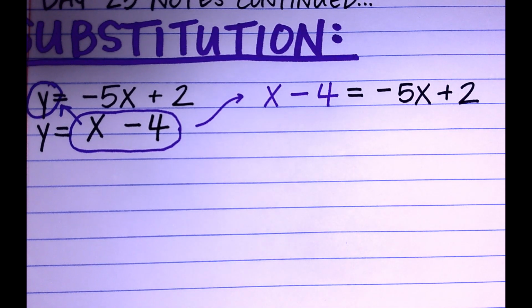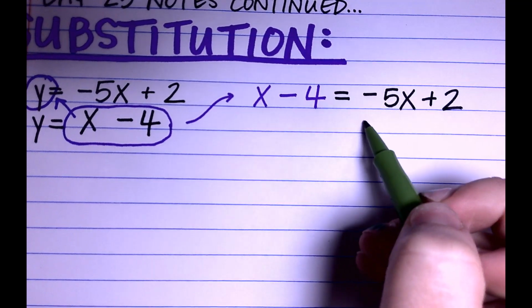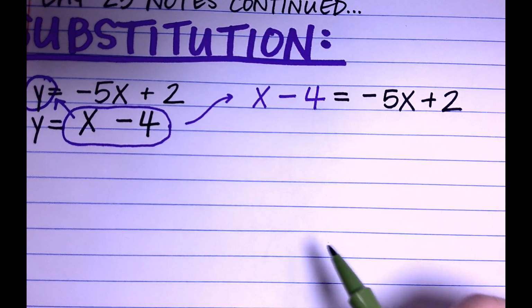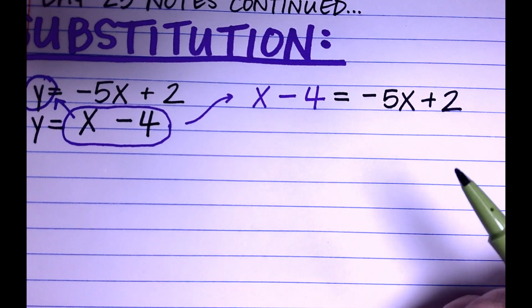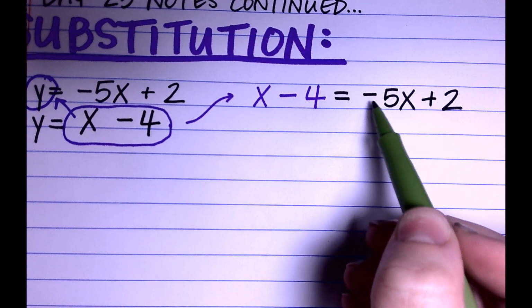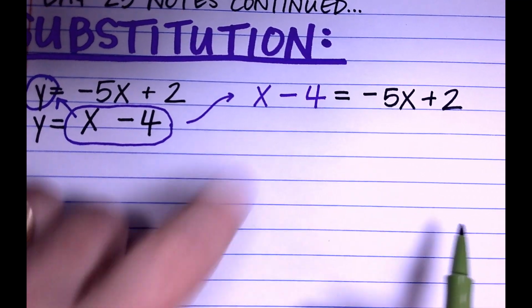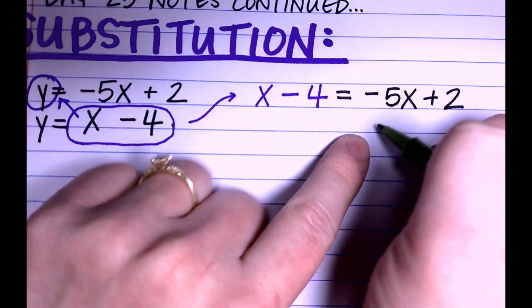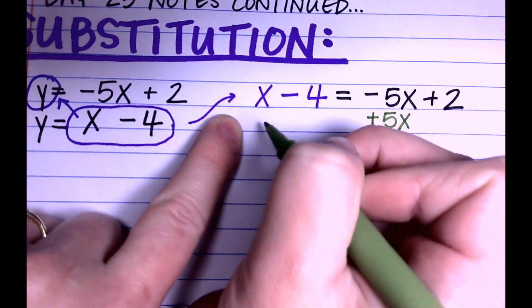I'm going to get another color here. Let's do green. And I have two options. I could either add 5x to both sides, or I could subtract x from both sides. Either one would work. I'm always going to recommend getting rid of the negative. Because this x has a negative 5 on it, I would recommend adding 5x. If I subtract x from both sides, I'll end up with negative 6x. So let's avoid the negatives and add 5x to both sides.